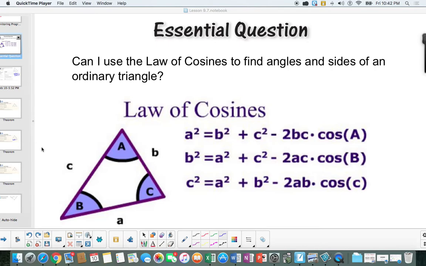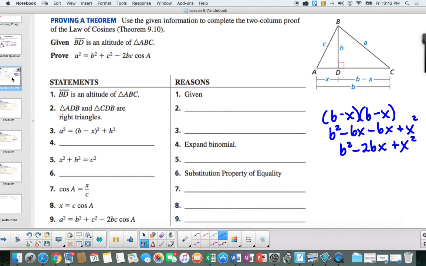Lesson 9.7, Part 2. Essential question: Can I use the law of cosines to find angles and sides of an ordinary triangle? Let's look at the proof.